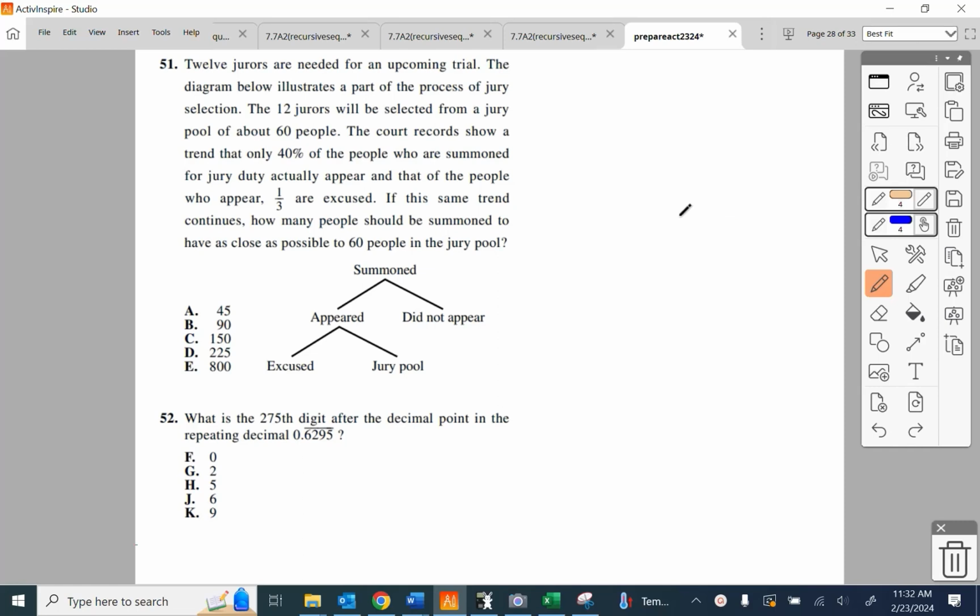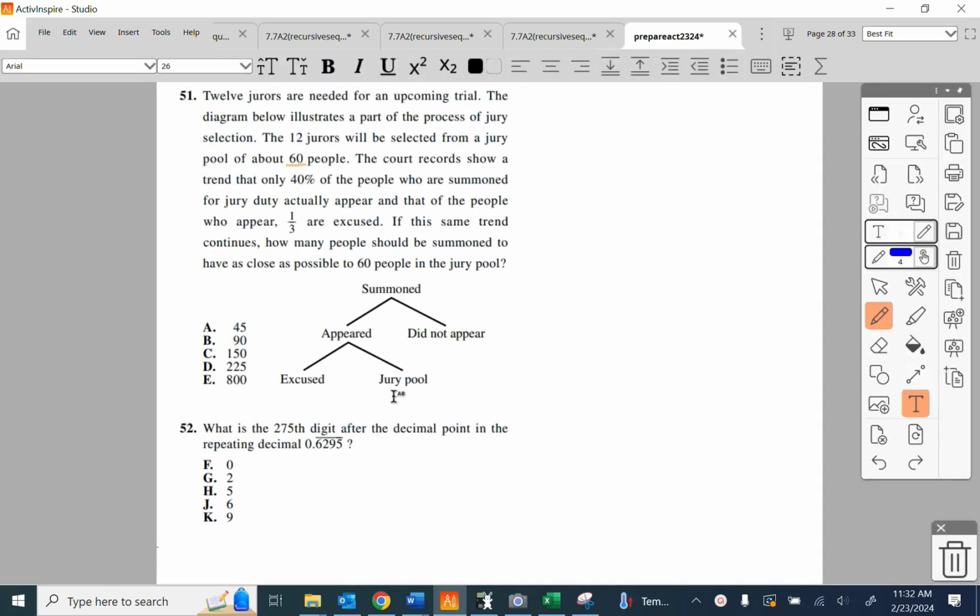So 51's kind of an interesting question. It says 12 jurors are needed for an upcoming trial. The diagram below illustrates part of the process. The 12 jurors are pulled from a pool of 60 people. So they've got a little tree here, but there's 60 people in the pool.